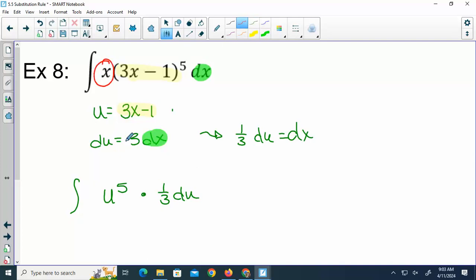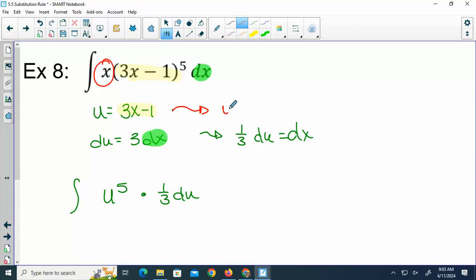We have to replace all of our x's. That x was not a part of my du. Are there any other options for that? Can you think of any way I could figure out what x is equal to? Well, what if I take my u? Can we solve for the x here?